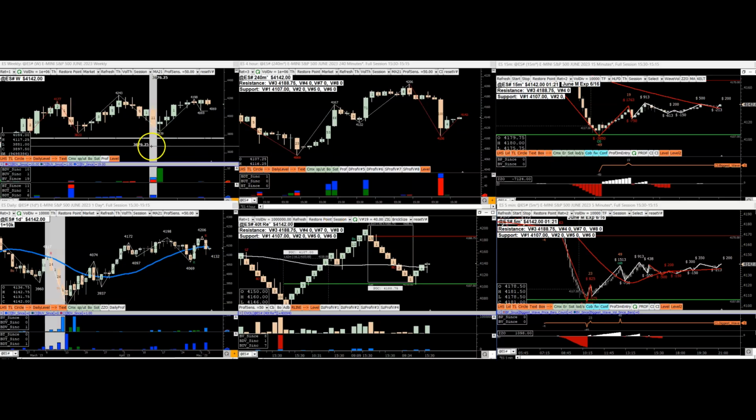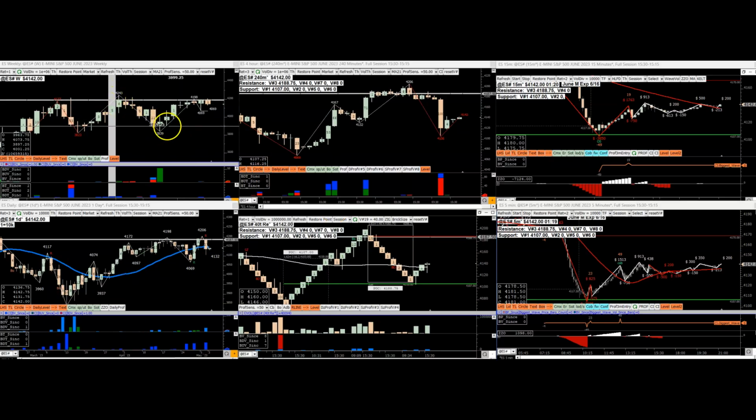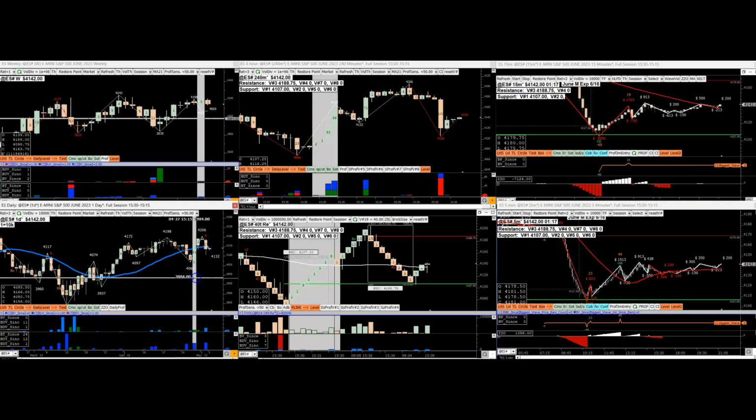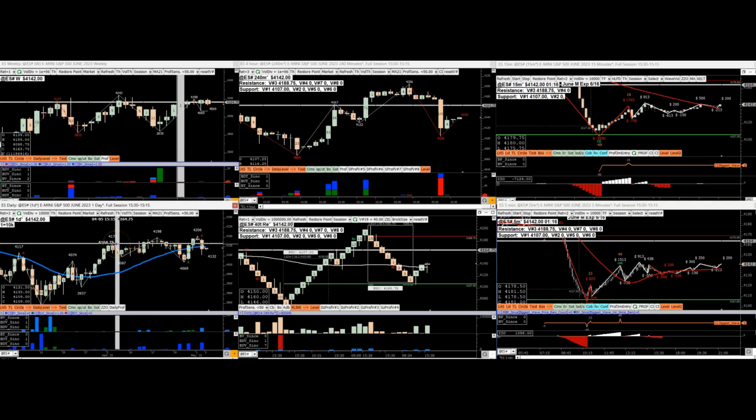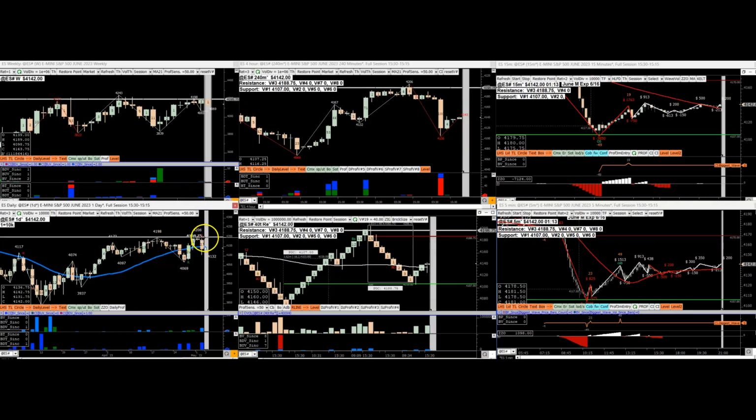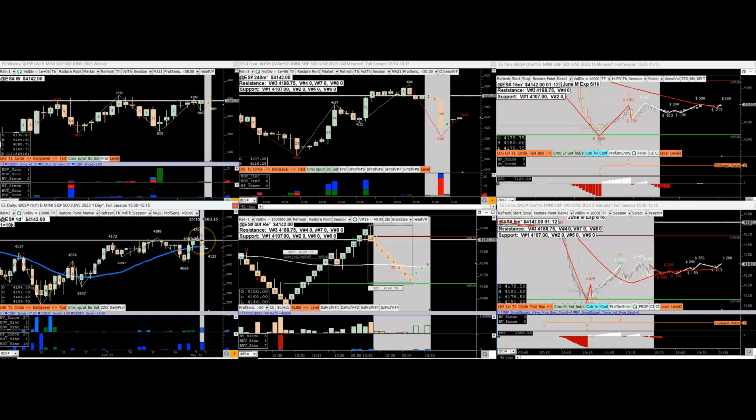All right, so just going over some markets. On the weekly, we see we're at resistance. On the daily, on the ES, there's a reversal bar here that's pretty strong. That's the biggest price volume in 27 bars right there.